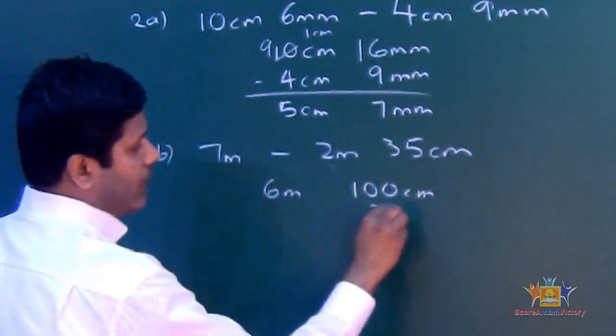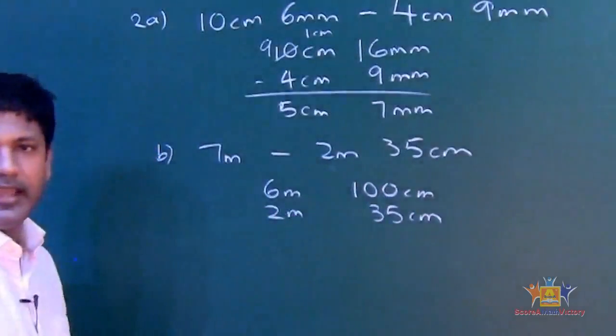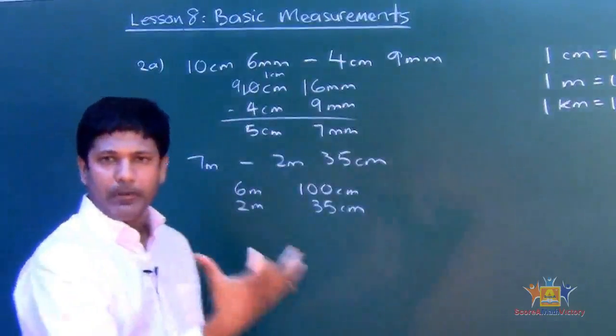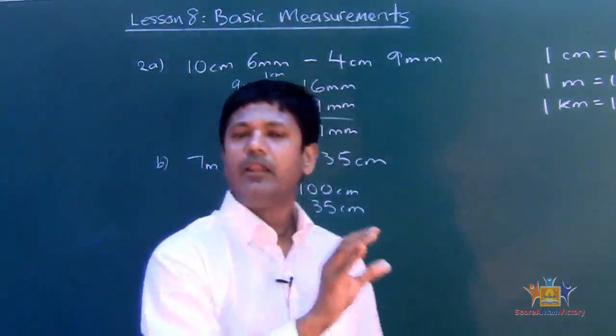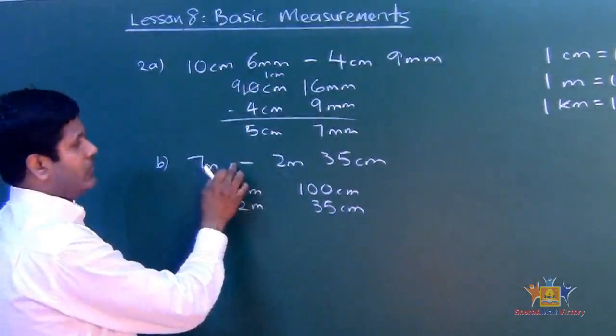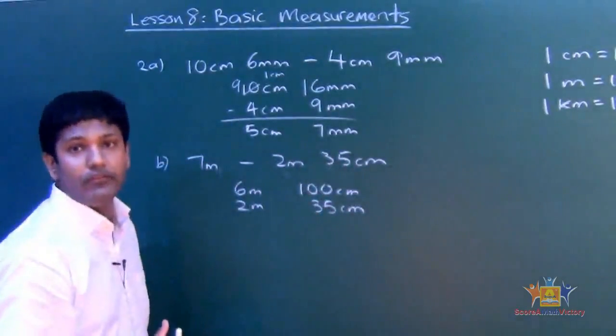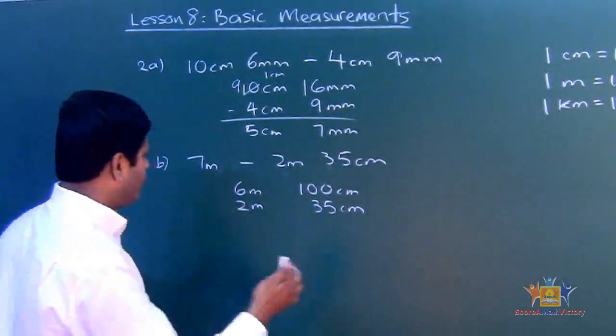Okay, 35 centimeters and 2 meters. See that? Sometimes it's good to pre-plan before you write it out. Look at that, this one is missing the centimeters. Don't have any centimeters. So I take 1 and convert that into centimeters. That means I can subtract with the 35 centimeters. See that? It's a good way, okay?